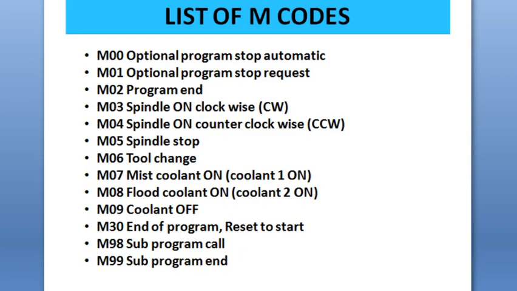These are the important M codes used for programming. M00 program stop, automatic. M01 optional program stop, at operator request. M02 program end. M03 spindle on clockwise direction. M04 spindle on counterclockwise. M05 spindle stop. M06 tool change. M06 is an important one.